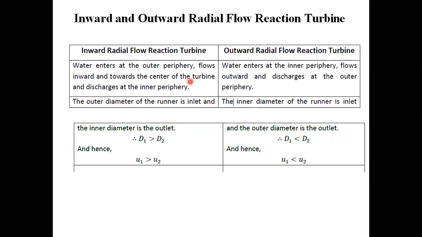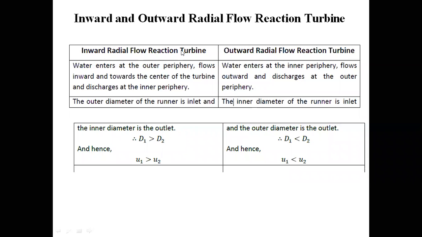Inward means water coming from outside toward the shaft. That is called inward. Outward means water coming from the shaft to the outside. That is called outward radial flow reaction turbine. In the inward flow turbine, the outer diameter of the runner is the inlet and the inner diameter of the runner is the outlet. This is the major difference.